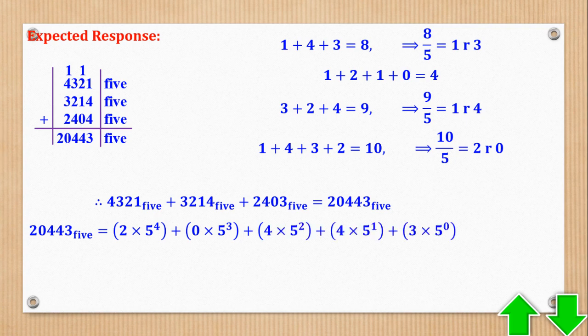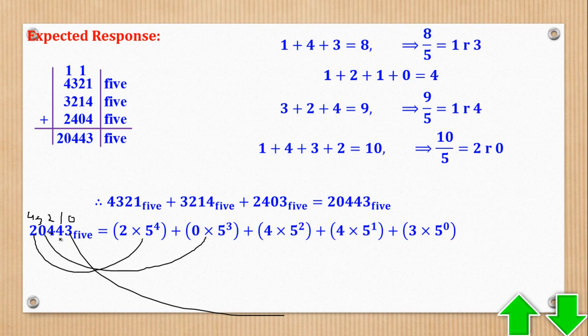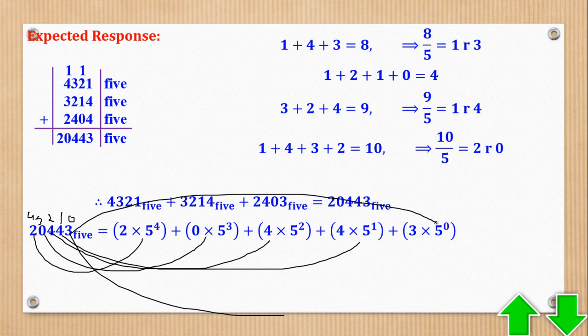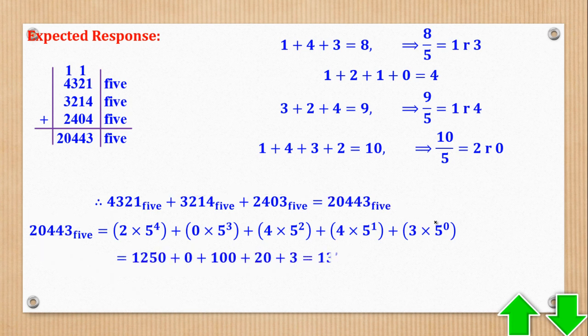So converting to base 10, you put place values. You put here 1, you put here 0, 1, 2, 3, and 4. So here it will be, let's start from here. This will be 2 times 5 to the power 4, 0 times 5 to the power 3, 4 times 5 to the power 2, 4 times 5 to the power 1, and lastly 3 times 5 to the power 0. Then next is to use the calculator to come up with the total in base 10.